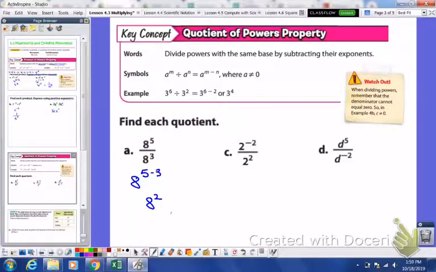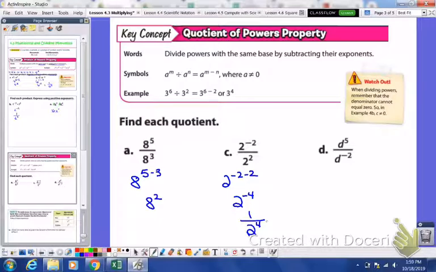In part C, 2 to the negative 2 divided by 2 to the 2nd. So 2 to the negative 2 minus 2, which would give us 2 to the negative 4. I want a positive exponent though, so 1 over 2 to the 4th. Now there are a couple other ways that we're going to talk about some of these problems where we end up with a fraction, but for right now, I want you to think about these steps where you're subtracting our denominator exponent from our numerator exponent and then simplifying where needed.